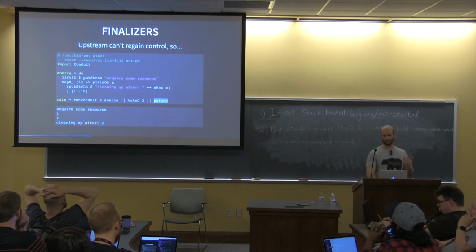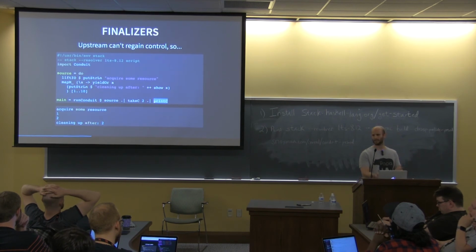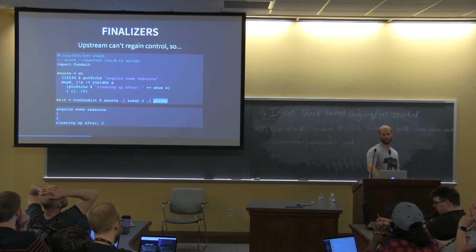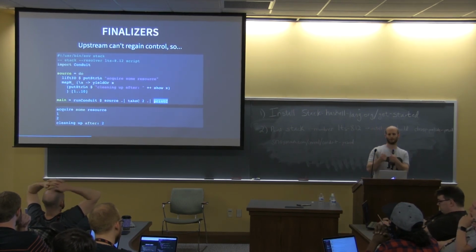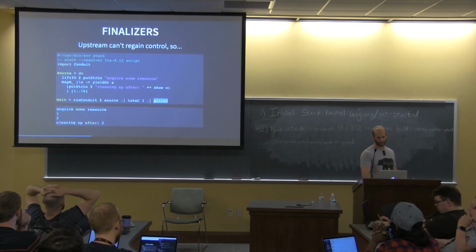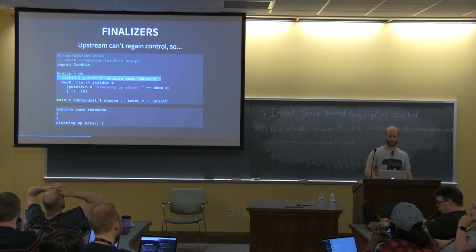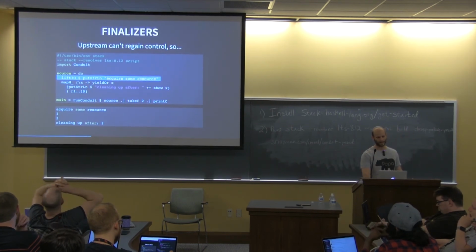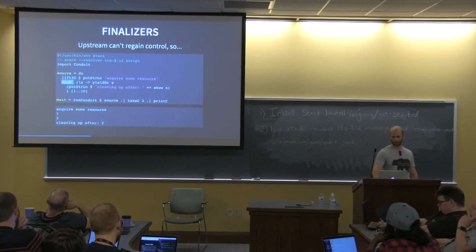So actually, sorry, let me back that one up a second. We have print C, that's going to demand a value from upstream. Take C is going to demand a value from upstream. We're going to go into source. Source is going to run for the first time. We're going to acquire some resource. We're going to print that out. And then we're going to enter this map M over the numbers 1 through 10.